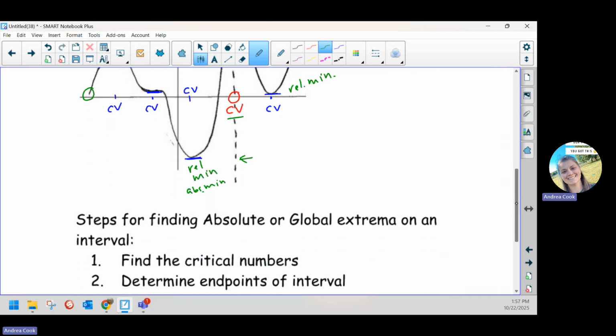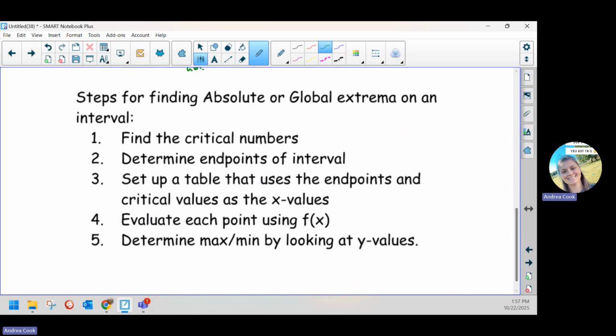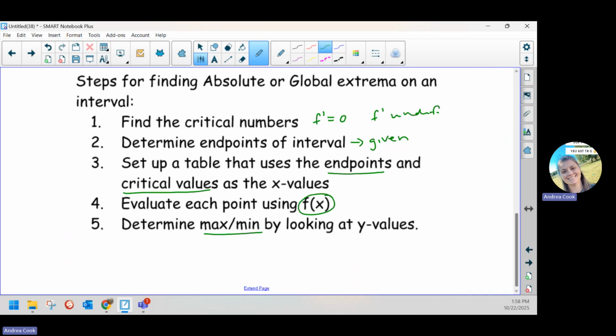All right, the next part of notes, we are going to find absolute or global extrema. So that's absolute mins and maxes. So step one is find the critical numbers. That's your derivative equals 0, derivative is undefined. You determine the endpoints of the interval. That's usually given. You set up a table that uses the endpoints and the critical values as the x values. Then you evaluate them in the original function. And then you determine the min or max by looking at the y values, the biggest and smallest numbers.